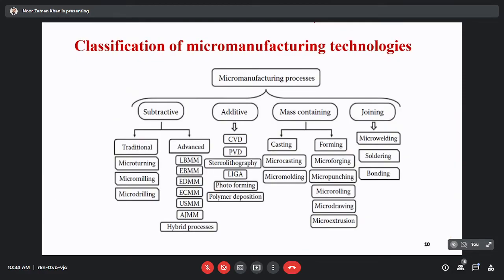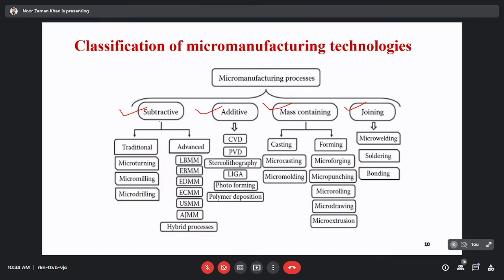If you talk about the classification of micro manufacturing technologies, there are various technologies available to produce micro parts or components, and the selection of the type of technology depends on the characteristics of the products. So today's presentation is not on micro manufacturing, it is on micro machining. So I'll just discuss very briefly the micro manufacturing process classification. There are various types: subtractive type, additive type, mass containing, and joining.